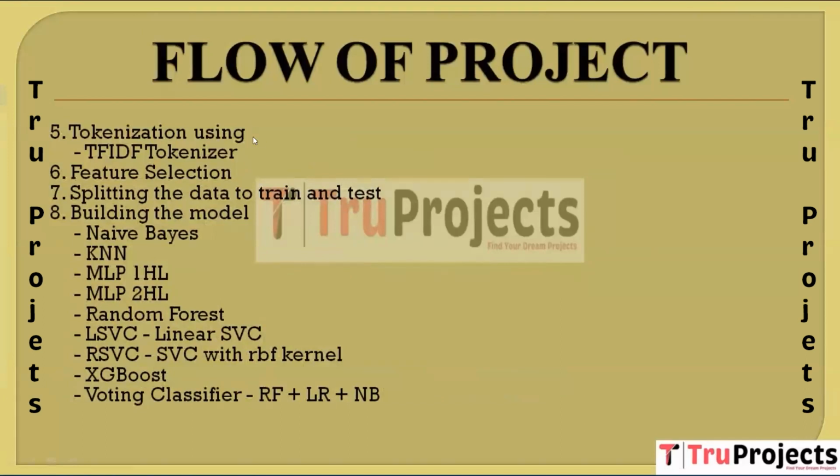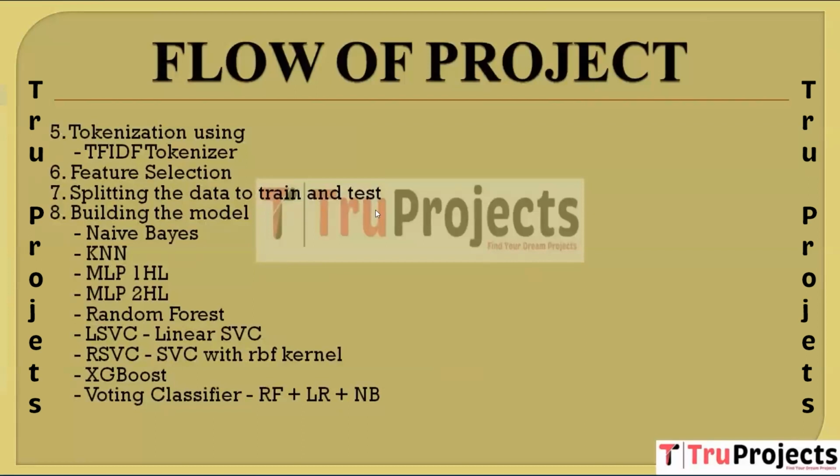Next here we have tokenization using TF-IDF tokenizer. Tokenization is the process of splitting text into individual words or tokens. TF-IDF stands for Term Frequency Inverse Document Frequency. It is a technique that assigns numerical values to each token based on its importance in the document. It is commonly used for text classification tasks. Then we have feature selection. It involves choosing the most relevant features, that is tokens or words in this case, for your machine learning model. This step can help reduce dimensionality and improve model performance.